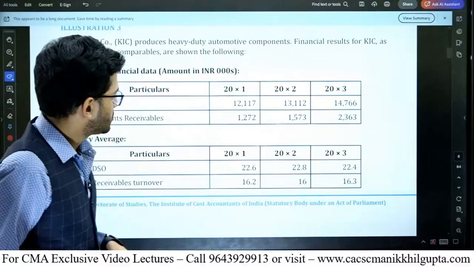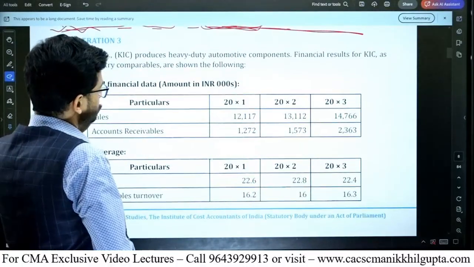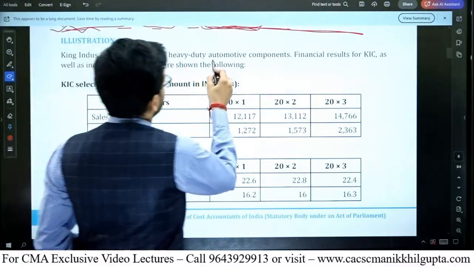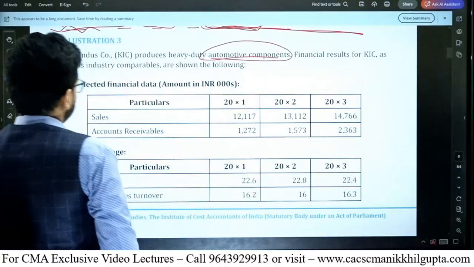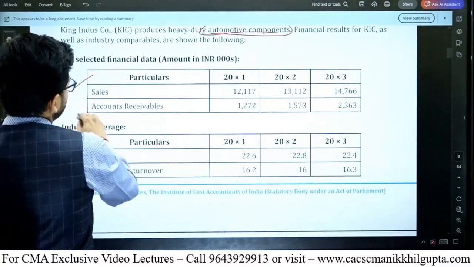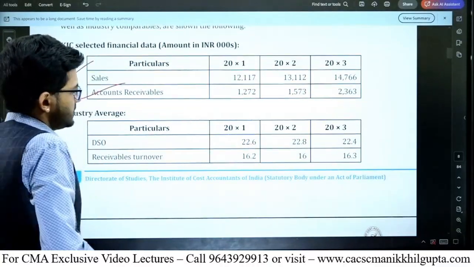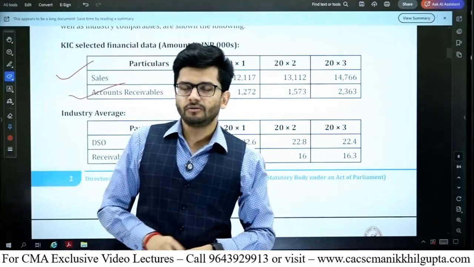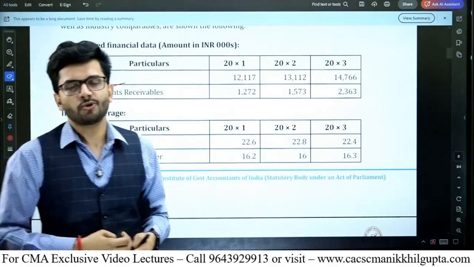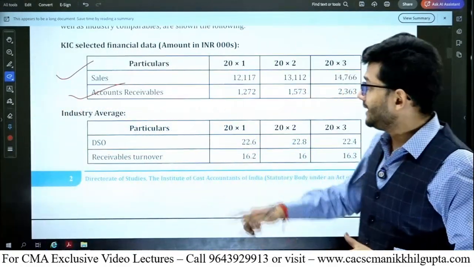Let us move on to illustration number 3 now. Some details have been given to you for an automotive component company. The details are related to sales and accounts receivable. Using sales and accounts receivable, you can easily find the receivable turnover ratio, which we are going to compare with the industry average.